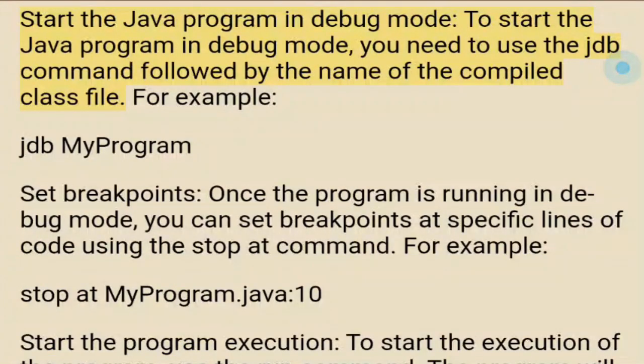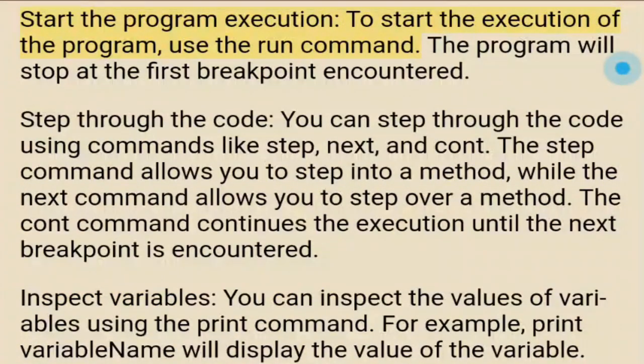Start the Java program in debug mode. To start the Java program in debug mode, you need to use the jdb command followed by the name of the compiled class file. For example, jdb MyProgram. Set breakpoints. Once the program is running in debug mode, you can set breakpoints at specific lines of code using the stop at command. For example, stop at MyProgram:10. Start the program execution. To start the execution of the program, use the run command. The program will stop at the first breakpoint encountered.